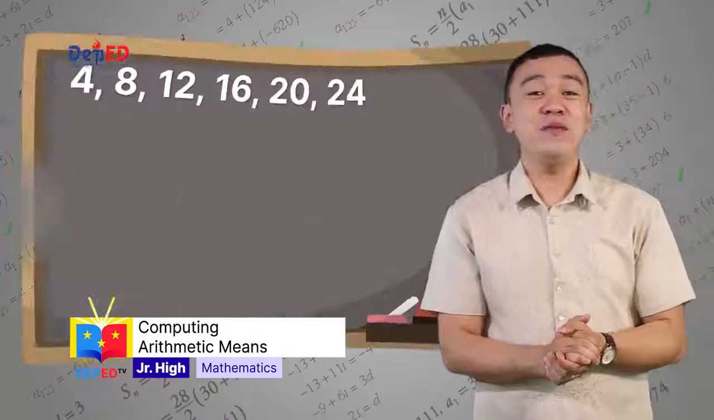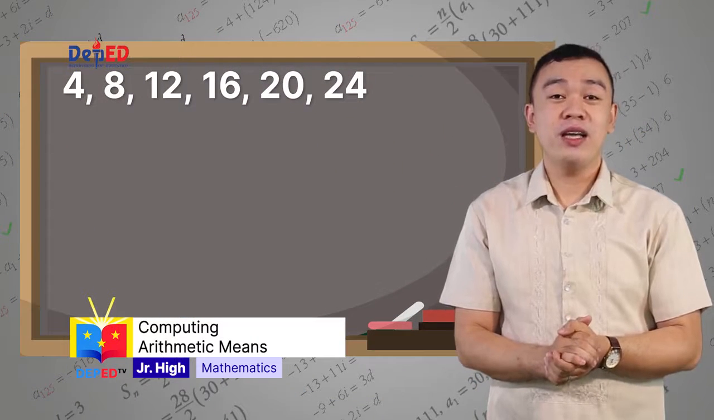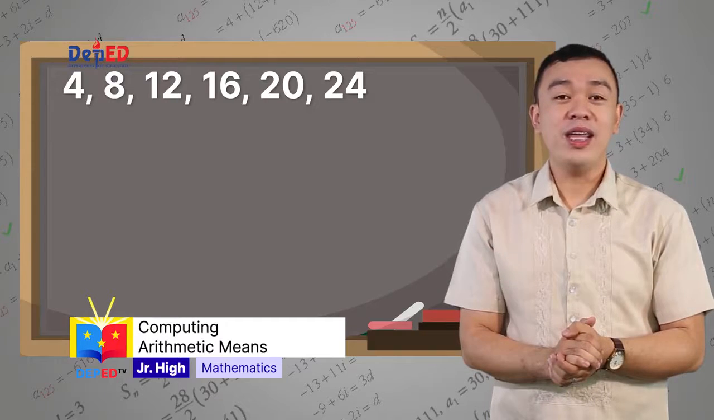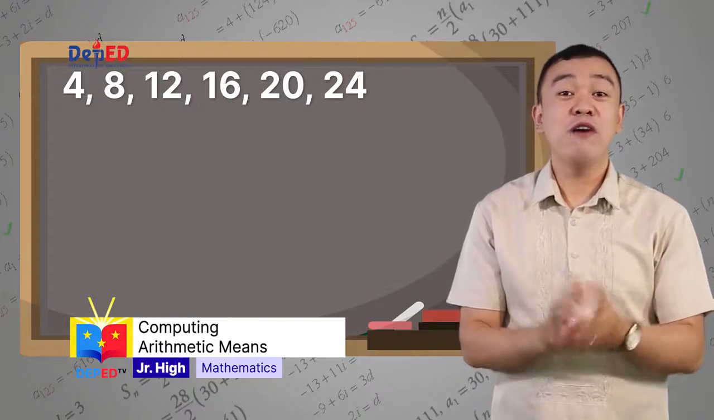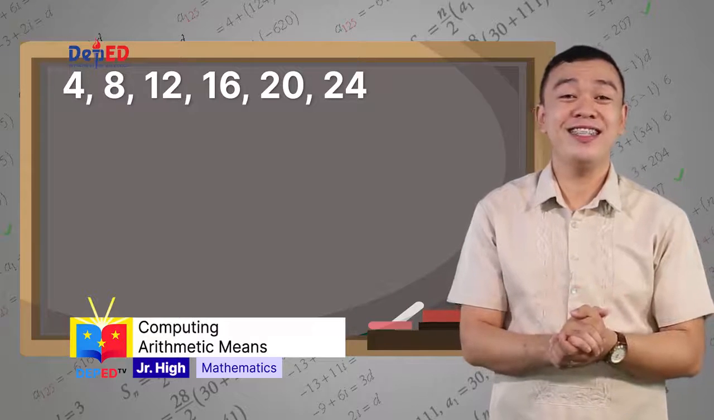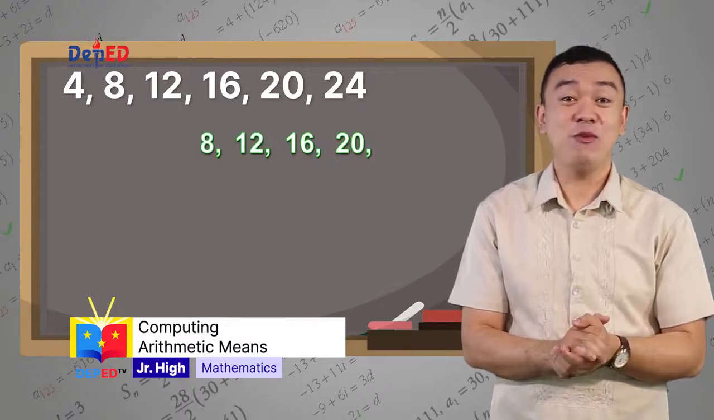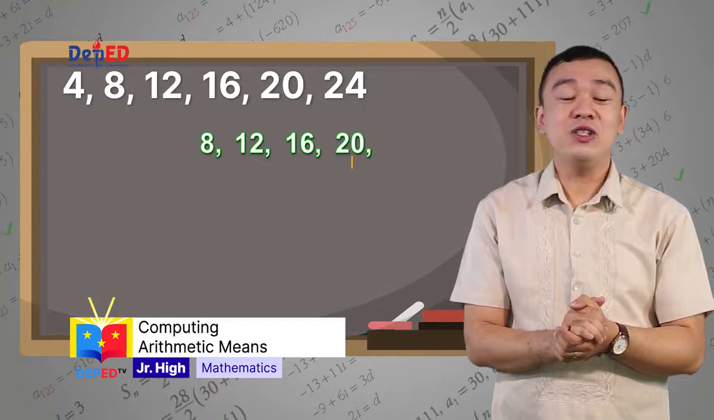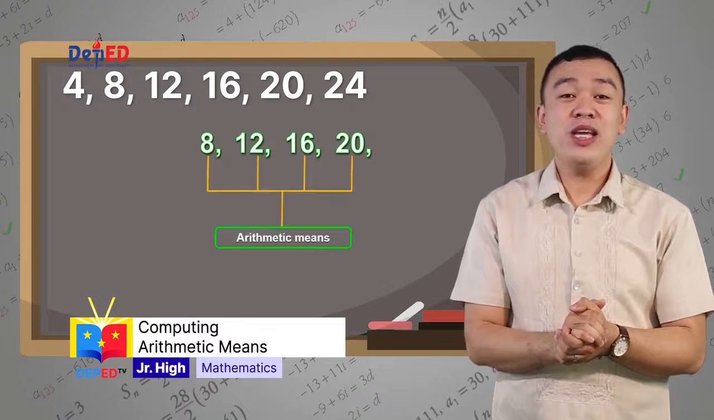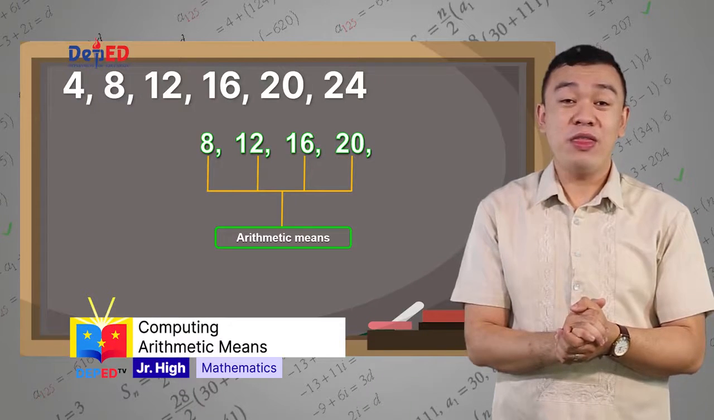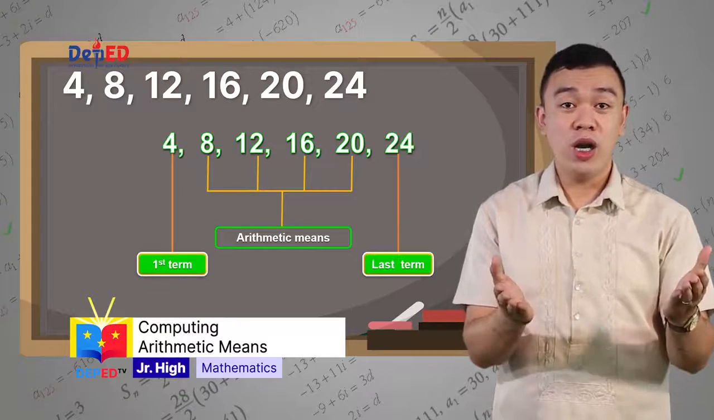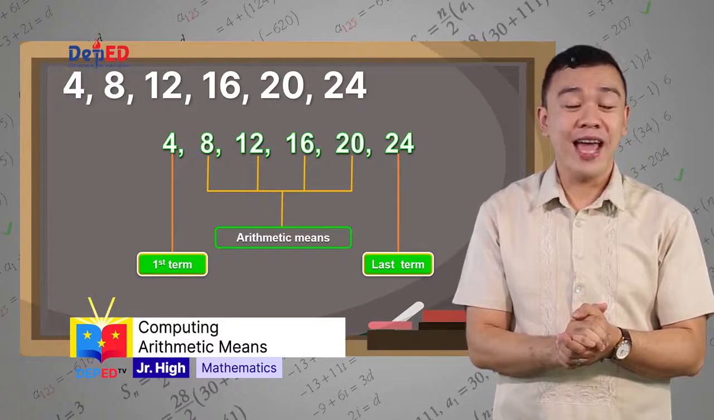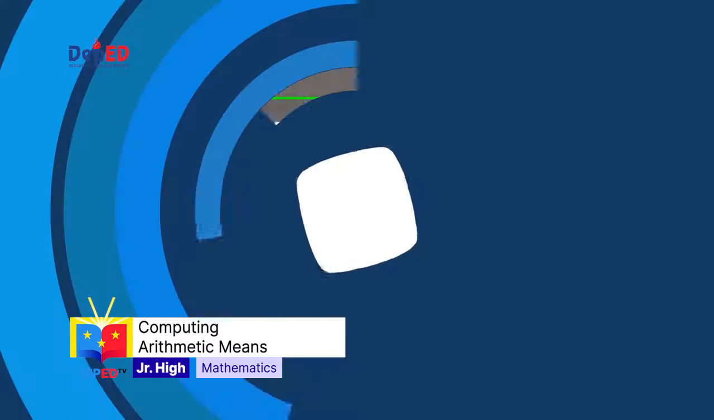For example, in the sequence 4, 8, 12, 16, 20, and 24, find its arithmetic means. Well, 8, 12, 16, and 20 are the arithmetic means of the sequence because these terms are between 4 and 24, which are the first and last terms respectively.